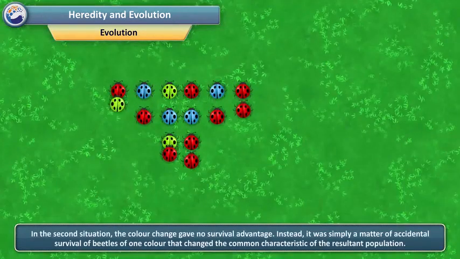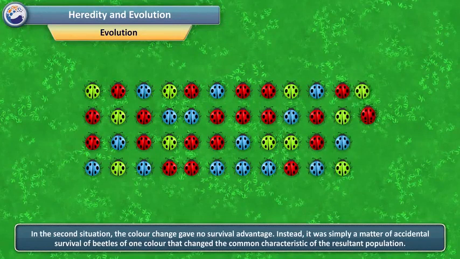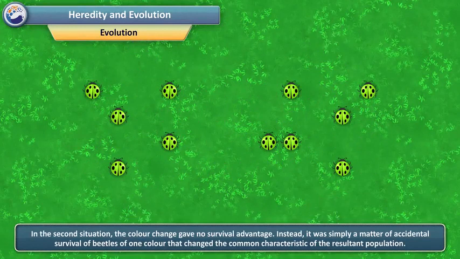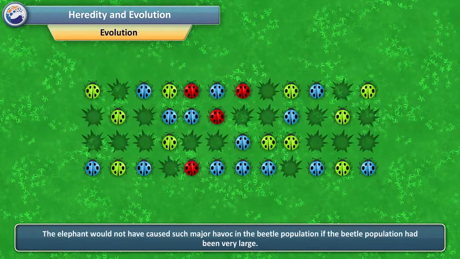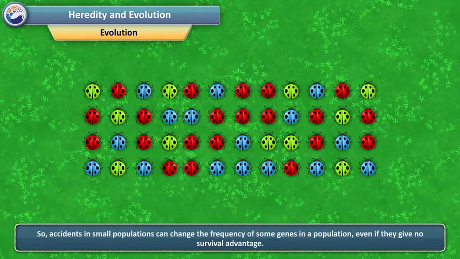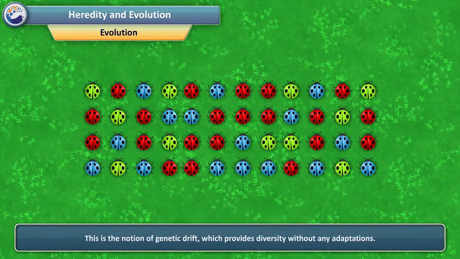In the second situation, the color change gave no survival advantage. Instead, it was simply a matter of accidental survival of beetles of one color that changed the common characteristic of the resultant population. The elephant would not have caused such major havoc in the beetle population if the beetle population had been very large. So, accidents in small populations can change the frequency of some genes in a population, even if they give no survival advantage. This is the notion of genetic drift, which provides diversity without any adaptations.